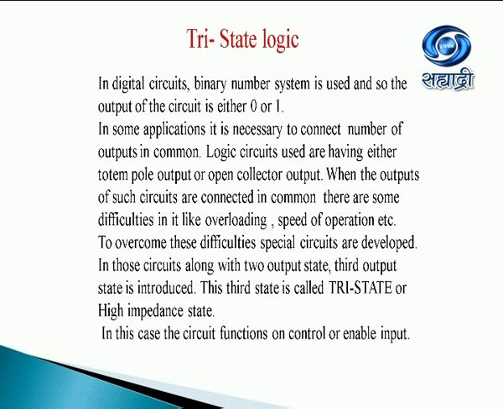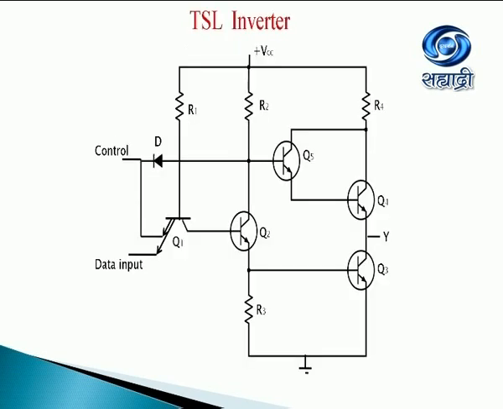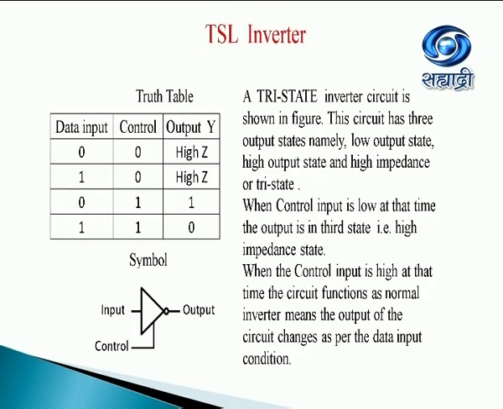In those circuits, along with two output states, there is a third output state. This third state is called tri-state or high impedance state. In this case, the circuit functions on a control or enable input. Tri-state inverter circuit is shown. Here, if we consider the circuit, you will find Q1, Q2, Q3, Q4 and Q5 transistors along with resistors and a diode. The diode is normally used for controlling the circuit.